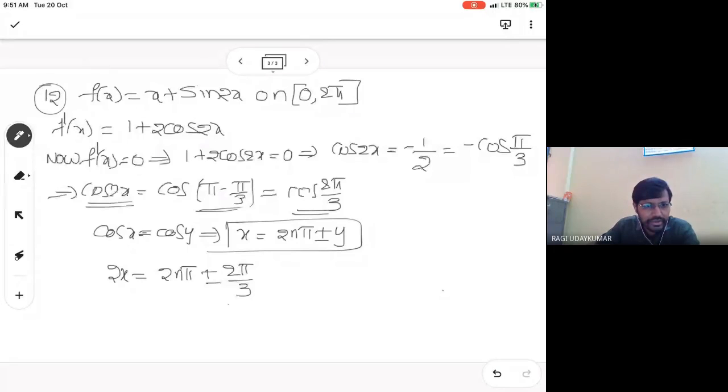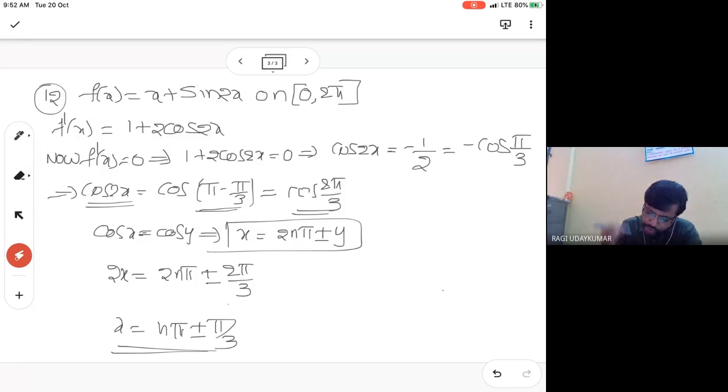Did you understand? But here 2x is there, so what do you get for x? x equals n pi plus or minus pi by 3. This will be the critical points. But those points should be in the interval of 0 to 2 pi only. So in the interval of 0 to 2 pi, x equals n pi plus or minus pi by 3.